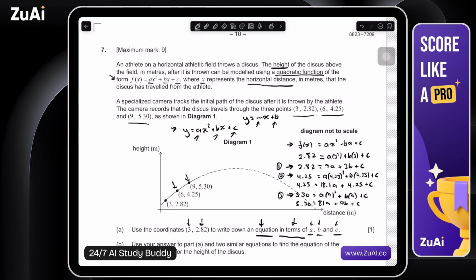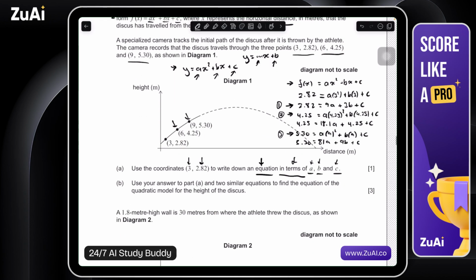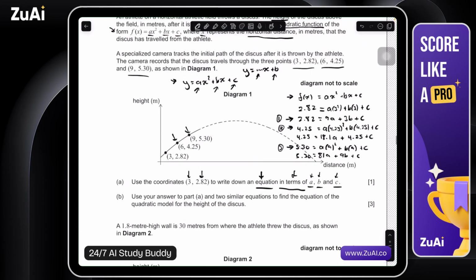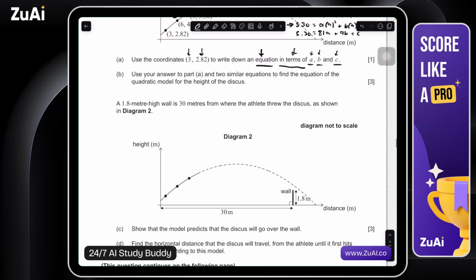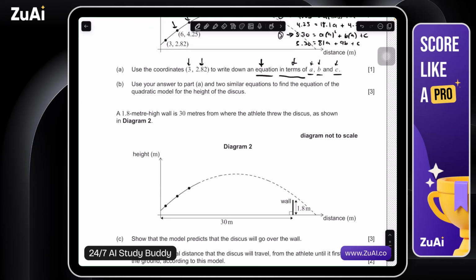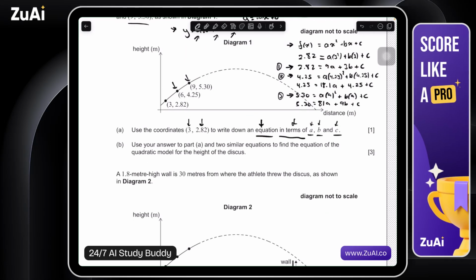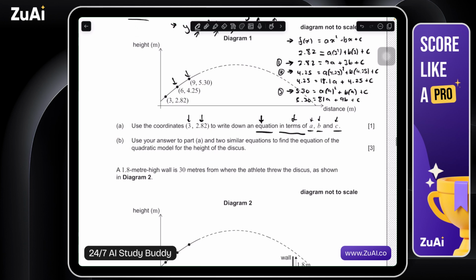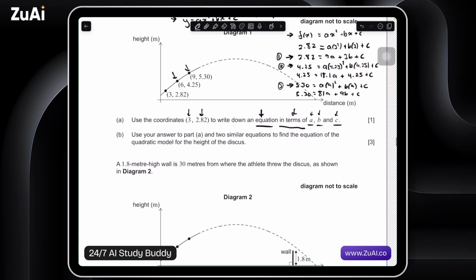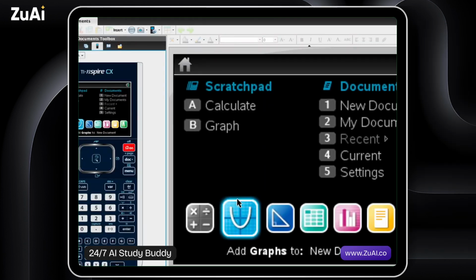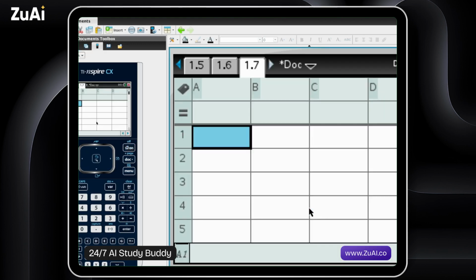And so how do we do this? I'm actually going to show you the easier way first. So this is a 3-mark question. It's an 8-mark question altogether. Actually, sorry, a 9-mark question. So you can potentially solve this using linear equations, simultaneous equations, but I'll show you an easier way to actually solve this. Okay, so let's go ahead back to the calculator screen.